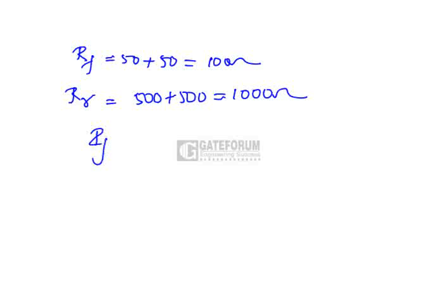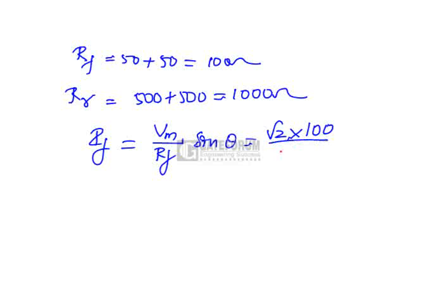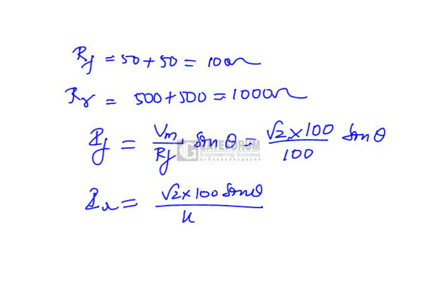Now what is the current in the forward direction? IF is equal to Vm by RF into sin theta. Since the supply voltage is given as 100 volts RMS, the peak voltage is root 2 into 100, divided by the forward resistance of 100 ohms, into sin theta. Similarly, the current in the reverse direction, IR, is root 2 into 100 sin theta by RB, that is 1000, which is equal to root 2 by 10 sin theta. Here the current in the forward direction is root 2 into sin theta.